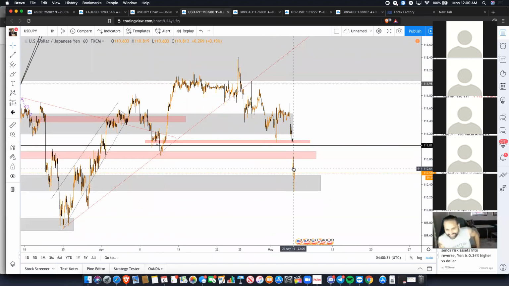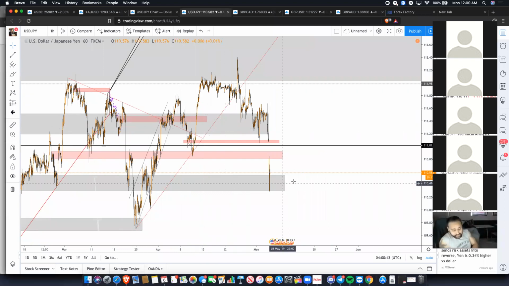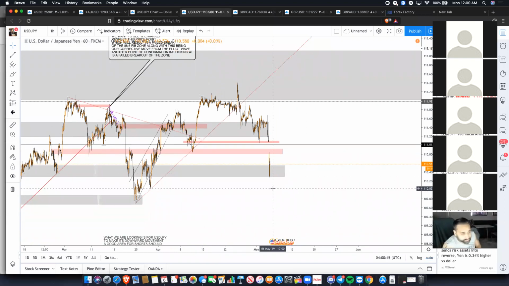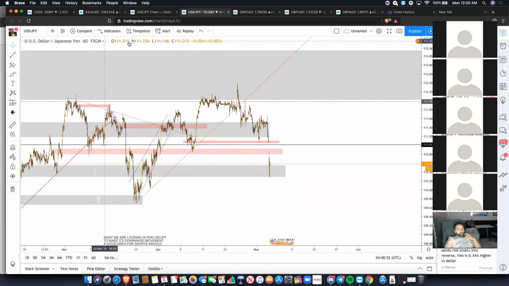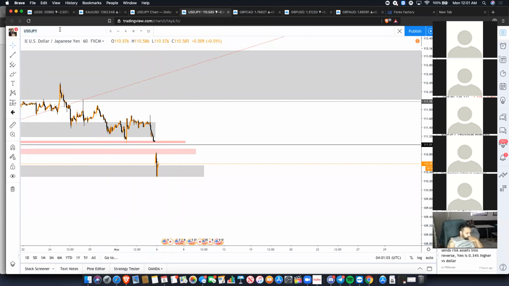Look, she respected it, broke below it, kept going, and now she's reversing. So I think now we're in the clear for buys to 112. I want to see how it plays out, but this has a lot to do with how the U.S. stock market performs, because USD JPY is heavily tied to the 10-year bonds. That's gonna be a nice trade, I think.